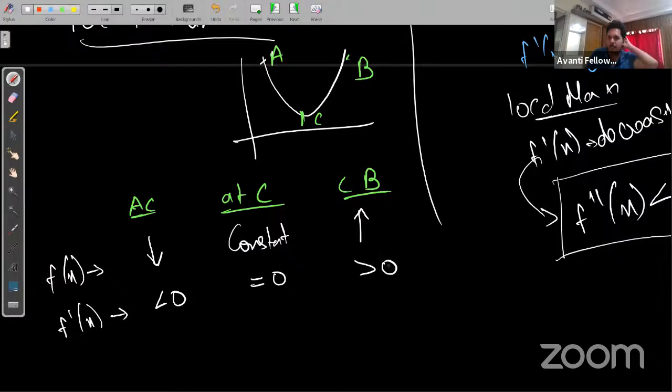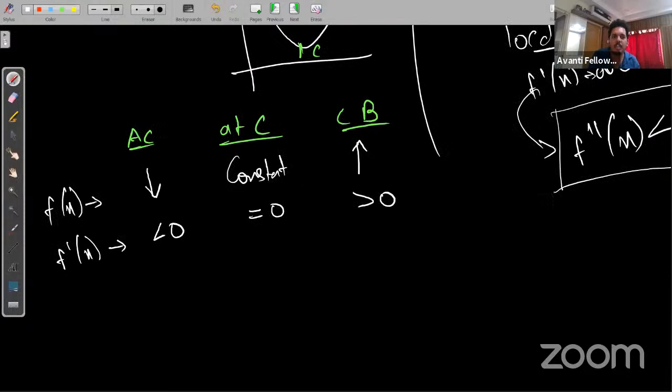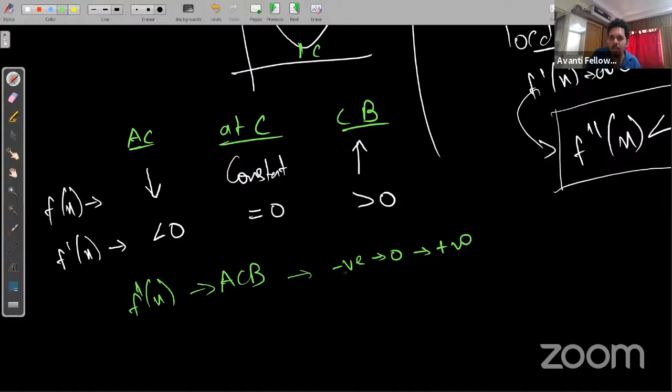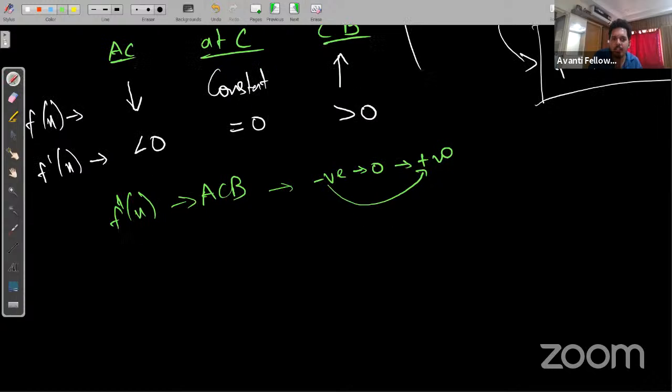Very good, guys. Clear, na? So now tell me what is happening to my f dash of x for ACB. Throughout ACB, what is happening? Negative and then zero and then positive. Means it is going from negative to positive. Means what can I say ultimately? F dash of x is increasing. This is what I can say throughout ACB.